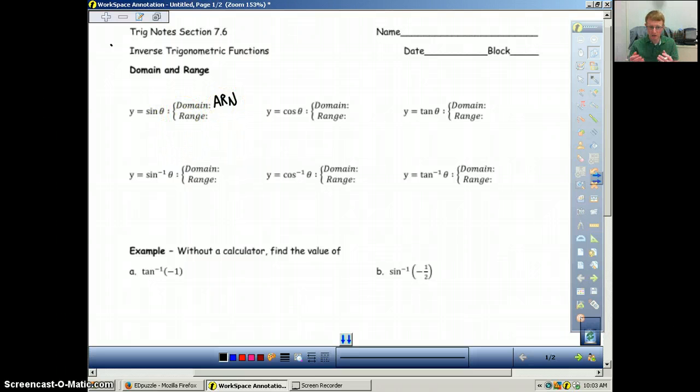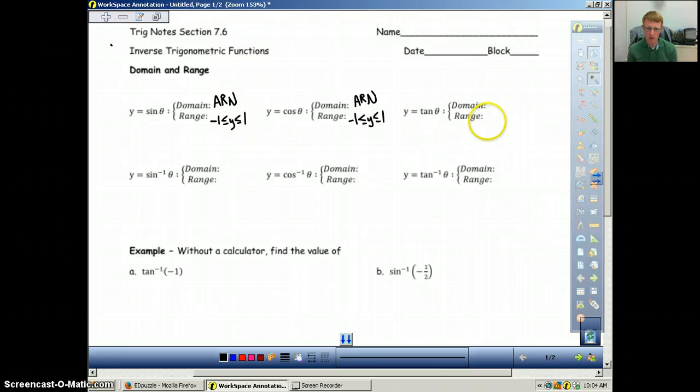Based on what we put into the function, what is possible for the output. And hopefully you recall that all of our sine functions go in between -1 and +1. So our y is always going to be from -1 to +1. And the same thing is true actually for our cosine function. Our domain is all real numbers, and our range goes from -1 to +1.